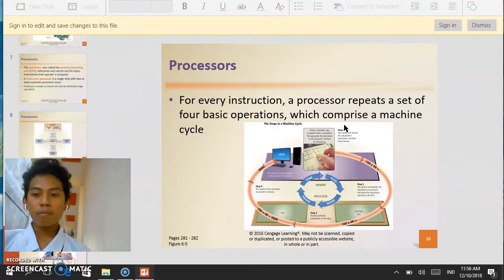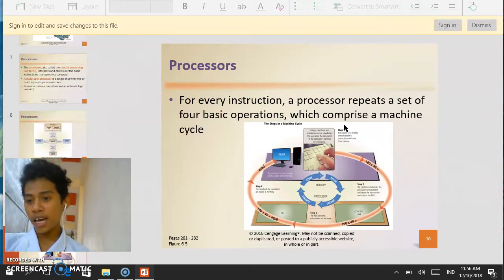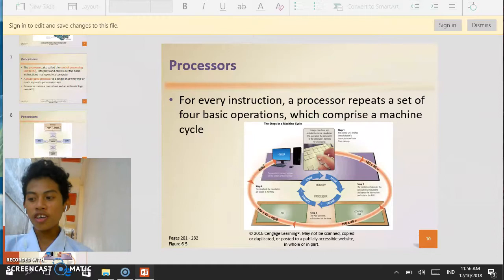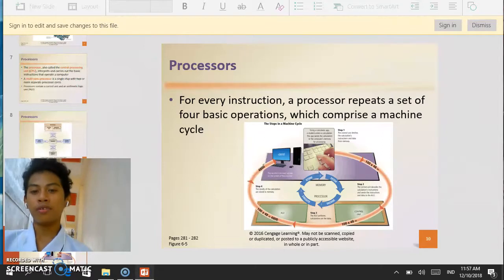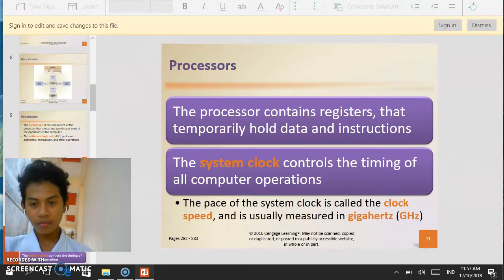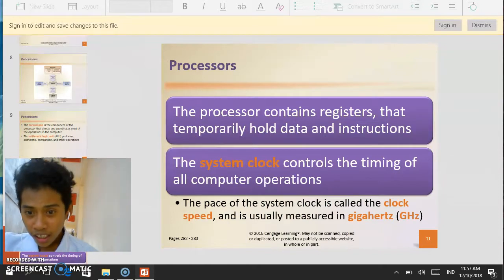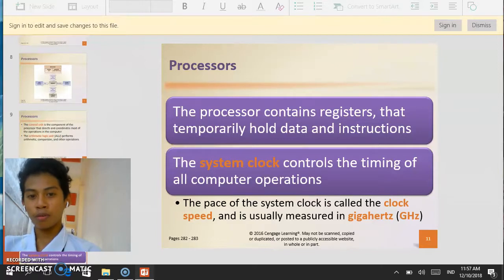For every instruction, a processor repeats a set of four basic operations which comprise a machine cycle. It fetches instruction from memory, decodes into binary instructions, executes action and moves to next step, and restores write output to memory. The processor contains registers that temporarily hold data and instructions. The system clock controls the timing of all computer operations.